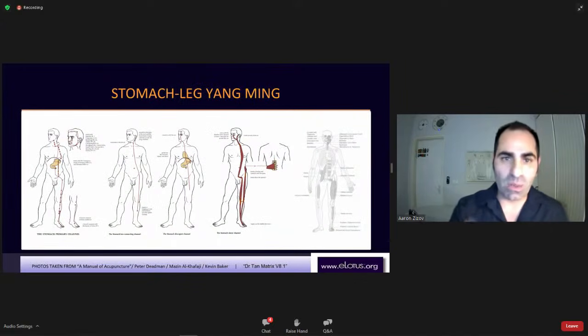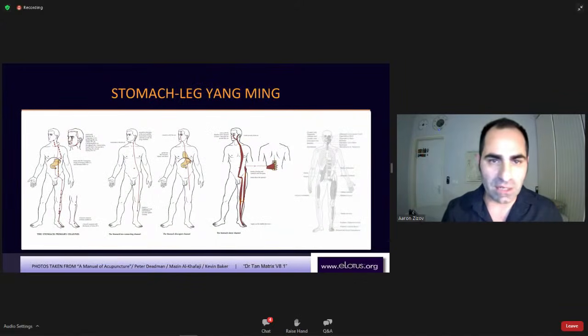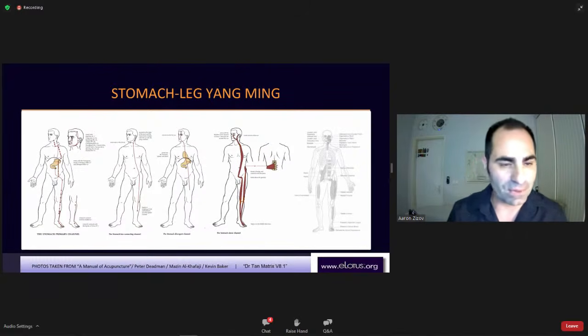If we take the 12 main meridians, I chose here the stomach meridian as an example.